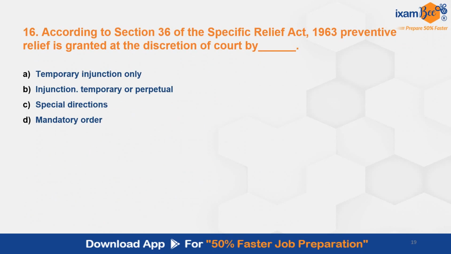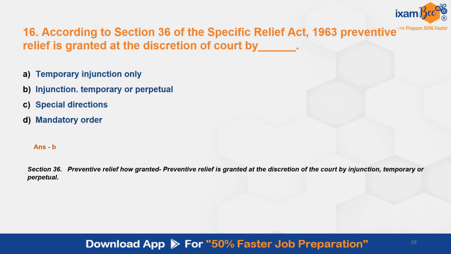Question number 16. According to section 36 of Specific Relief Act, preventive relief is granted at the discretion of court by. The correct answer here is B, by injunction which can be temporary or perpetual. This is section number 36 of Specific Relief Act.